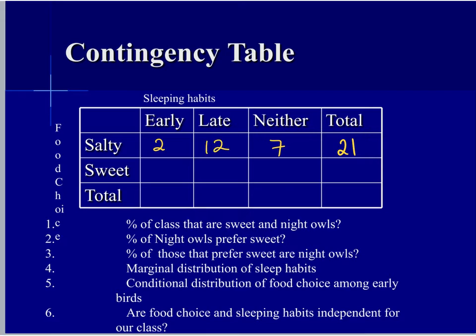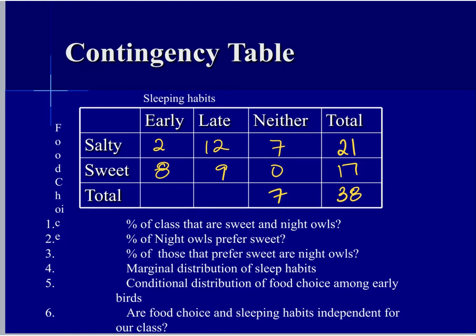And I'd be making you count this yourself if we were in class. So I have, does that add to 21? Yes, so we have 2 early birds, 12 night owls, 7 neithers for the 21 total people who prefer salty. And then for sweet, we have 1, 2, 3, 4, 5, 6, 7, 8 early birds. And then 1, 2, 3, 4, 5, 6, 7, 8, 9 night owls. We have 0 neithers for a total of 17. And that gives me 38 total.